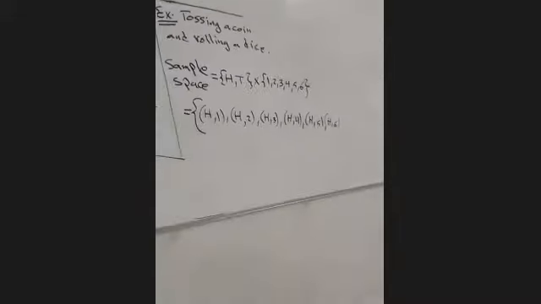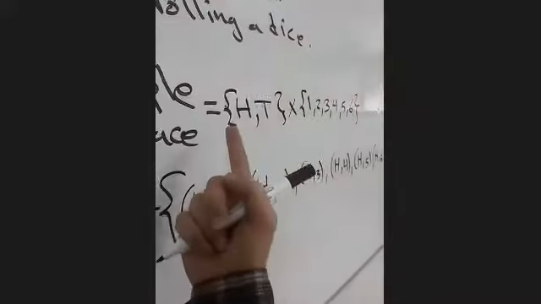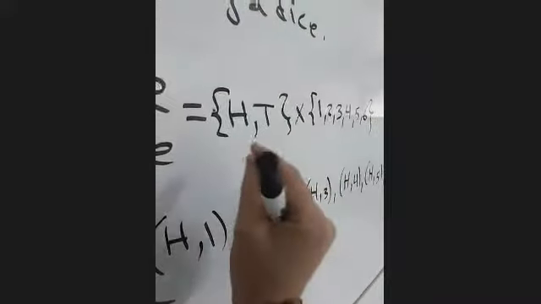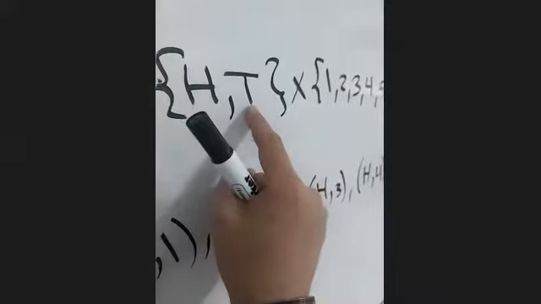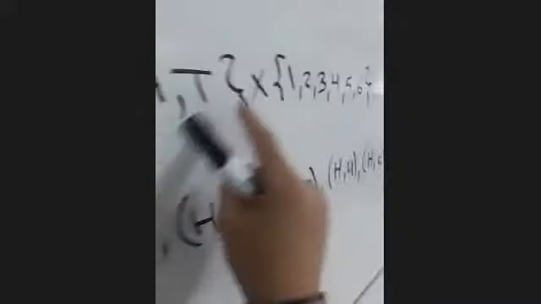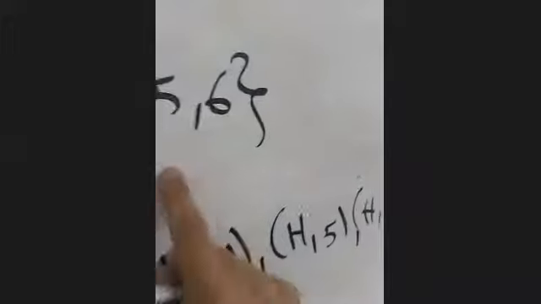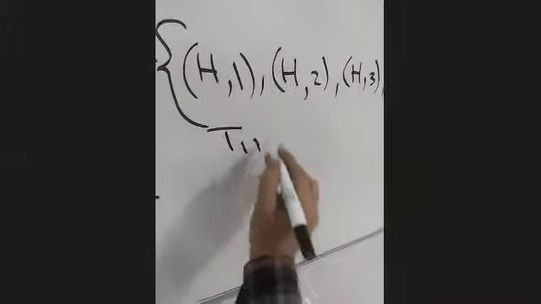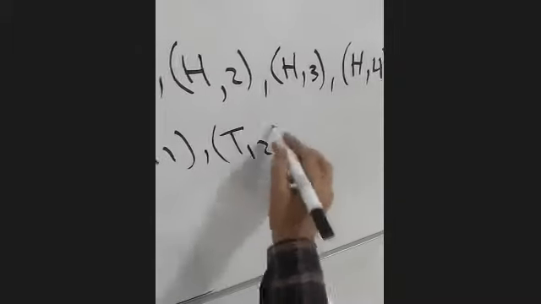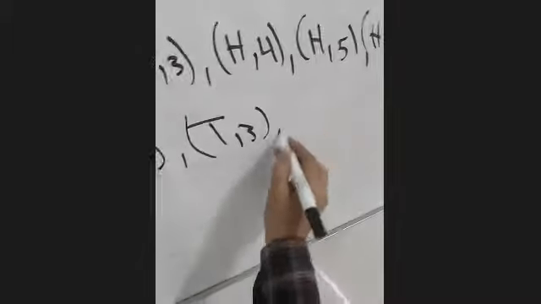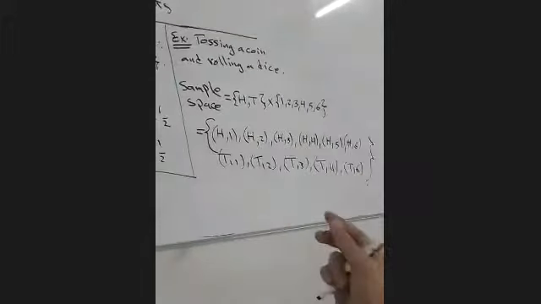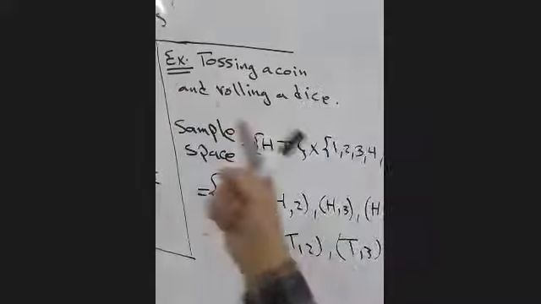No. I finished the first element. Now I will do the same thing for the second element, which is the tail. Tail with one, tail with two, tail with three, tail with four, with five, with six. So tail with one, tail with two, tail with three, tail with four, and tail with six. This here, what we call it, is the sample space of this compound experiment.